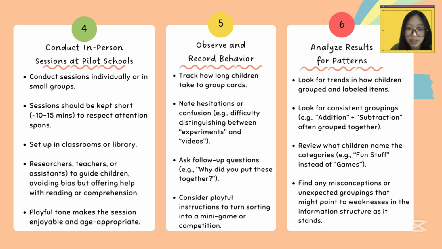The next step is to analyze the results for patterns. Look for trends in how children group and label the items. Look for consistent grouping, such as addition and subtraction often grouped together. Review what children name the categories, such as fun stuff instead of games. And find any misconception or unexpected grouping that might point to weakness in the information structure as it stands.